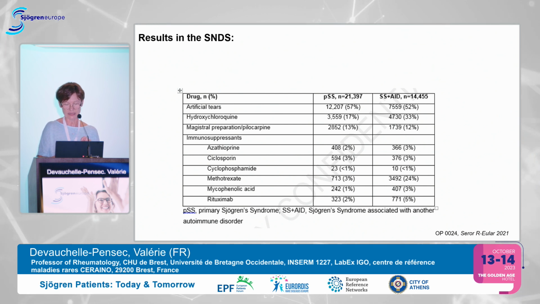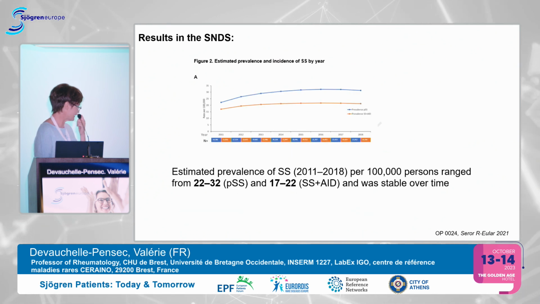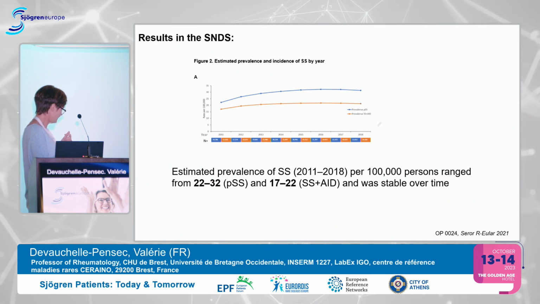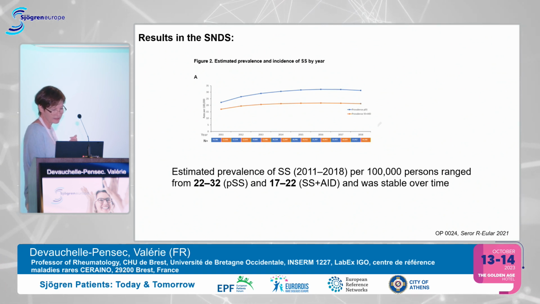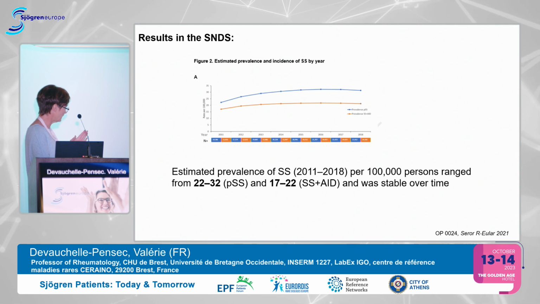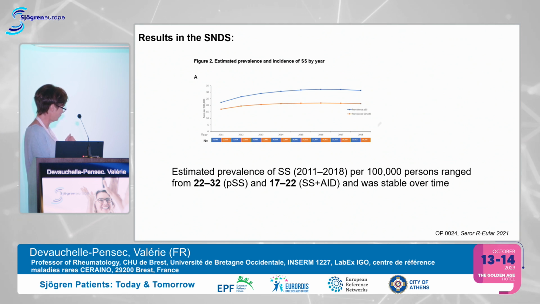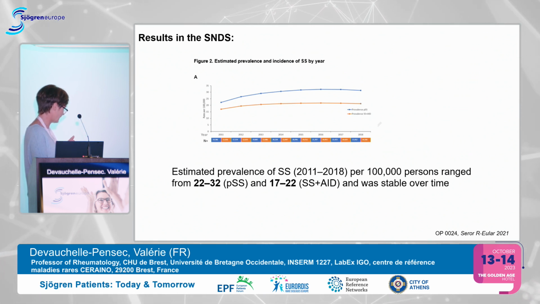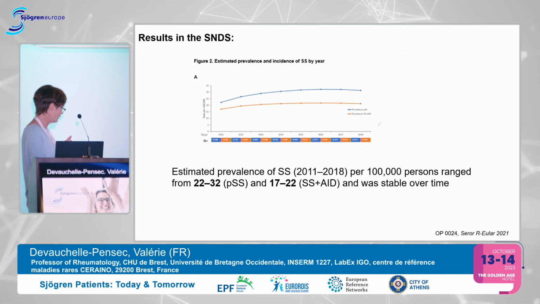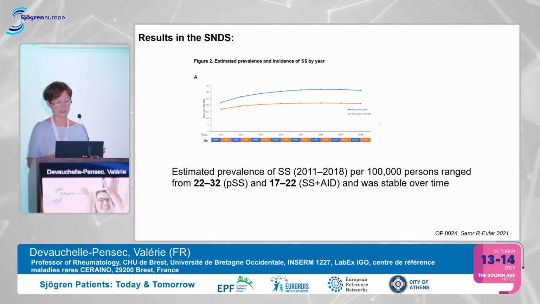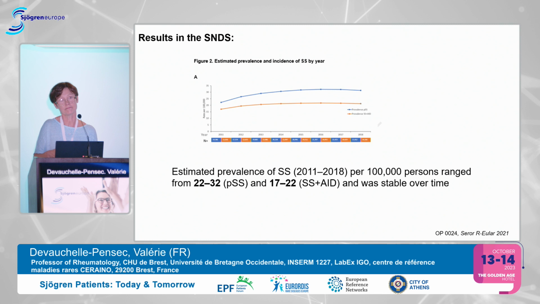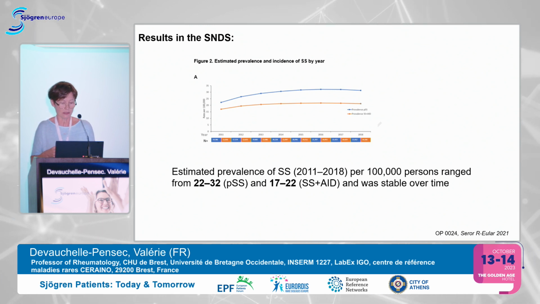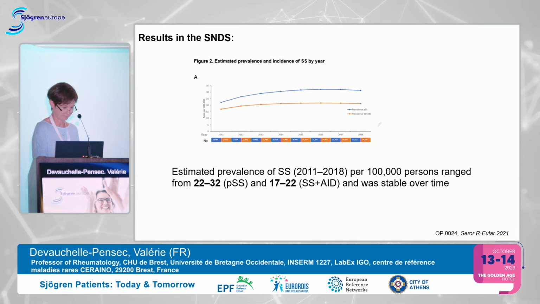And we looked at the prevalence and incidence. You can see the prevalence and incidence of the patients with only Sjögren and Sjögren with other autoimmune disease. And you can see that the prevalence of Sjögren is less frequent, and the prevalence is below 50. So in France, it is clearly demonstrated that Sjögren disease is a rare disease.